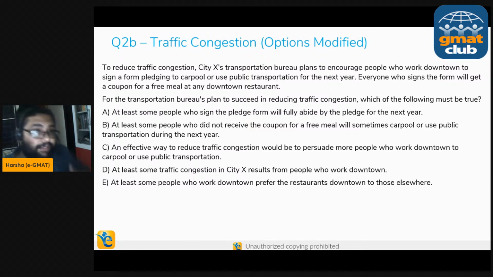Second version, confused between A and D. All right, all right. So we're going to discuss both of these questions, but first we're going to discuss the argument itself. Let's get right to it.